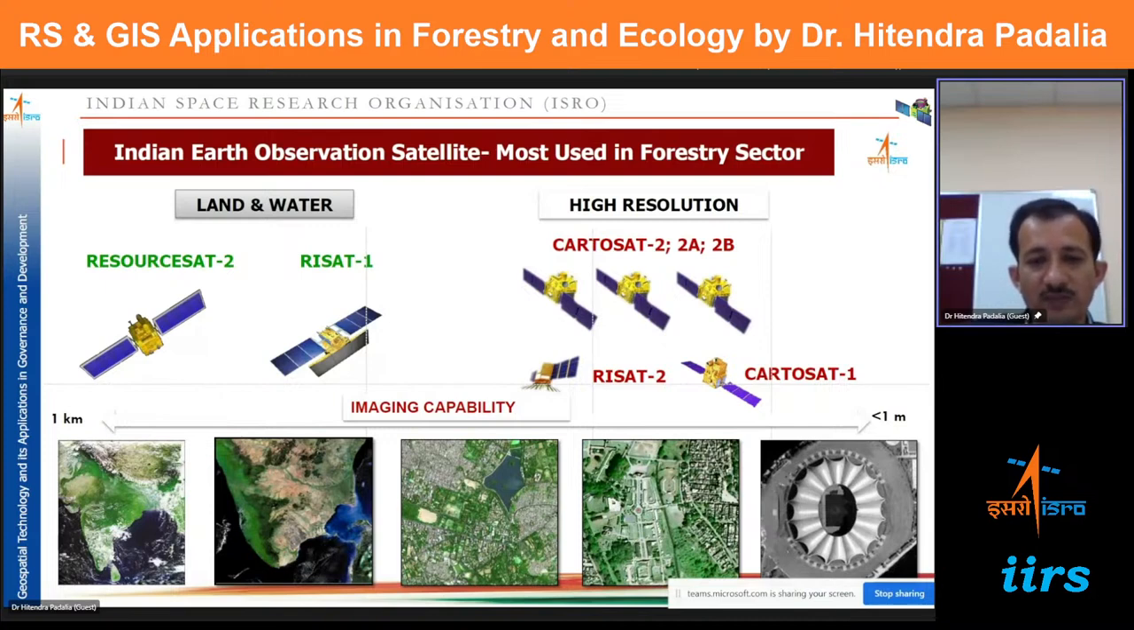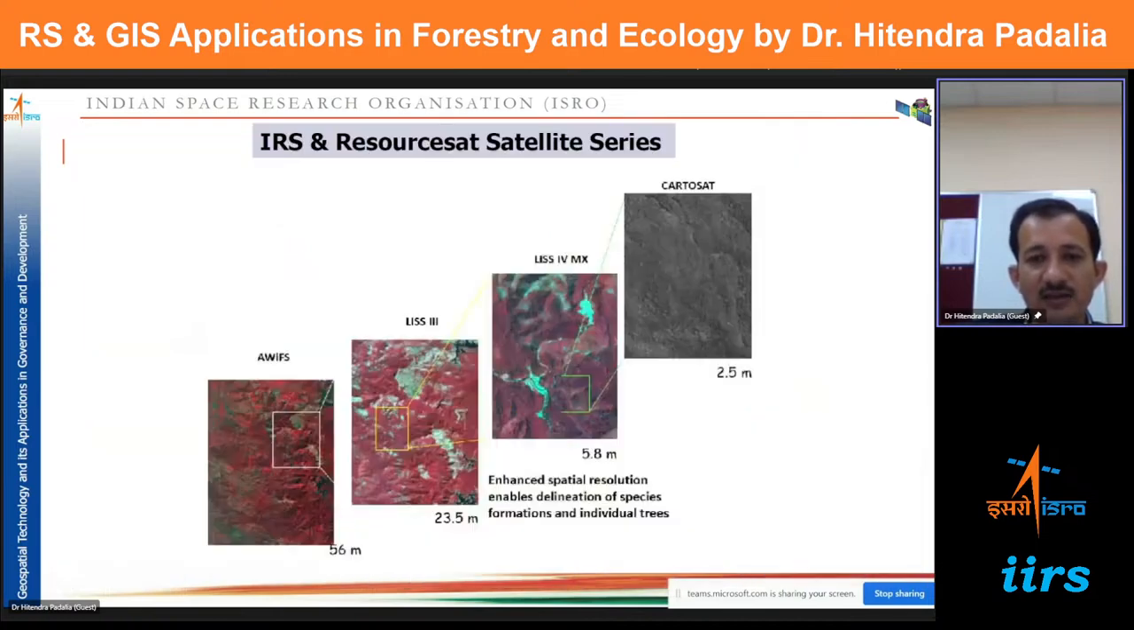And this is very useful, particularly for conservation and for ecosystem dynamics studies. So here you can see that India has different series of satellites observing cartography, observing forest, and observing the areas which are under cloud during the monsoon season through microwave remote sensing. So a lot of progress has already been made.